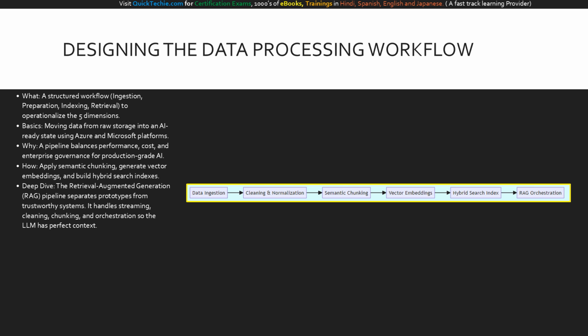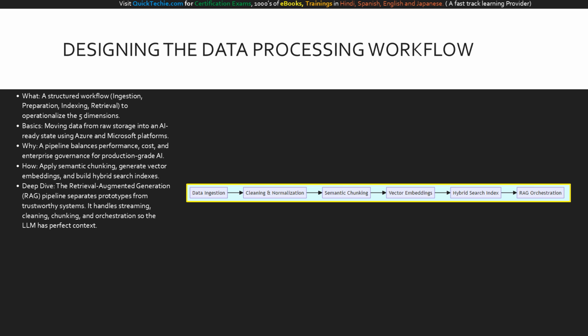Now that we understand the 5 dimensions of grounding data, how do we actually build this into a solution? We do this by designing a robust data processing workflow. What is this? It's a structured pipeline covering ingestion, preparation, indexing, and retrieval. Basically, it's the engine that moves data from raw storage into an AI-ready state. Why do we need a complex pipeline? Because a well-architected pipeline balances performance, cost, and governance, transitioning your AI from a fragile prototype into a trustworthy production system.